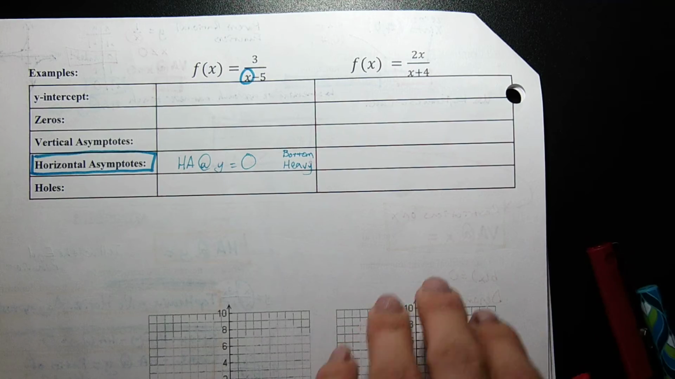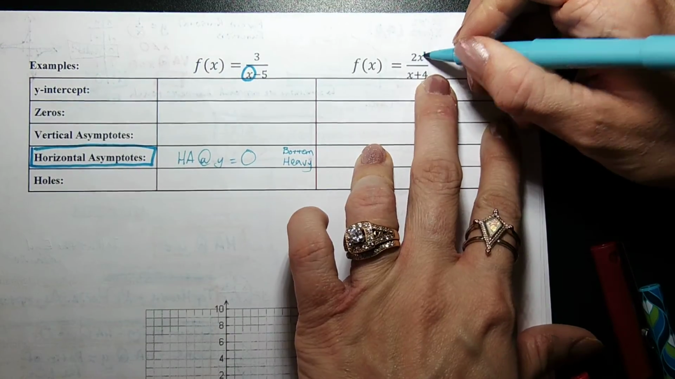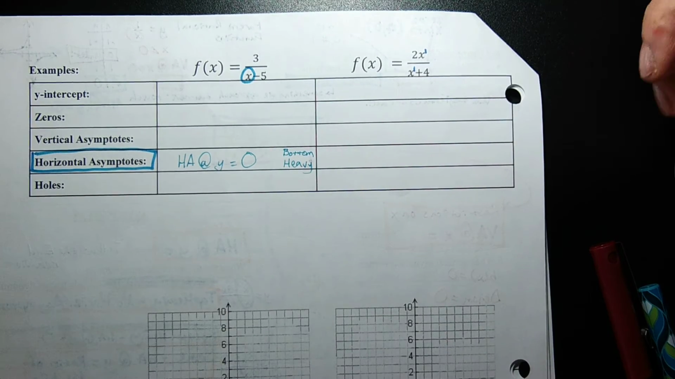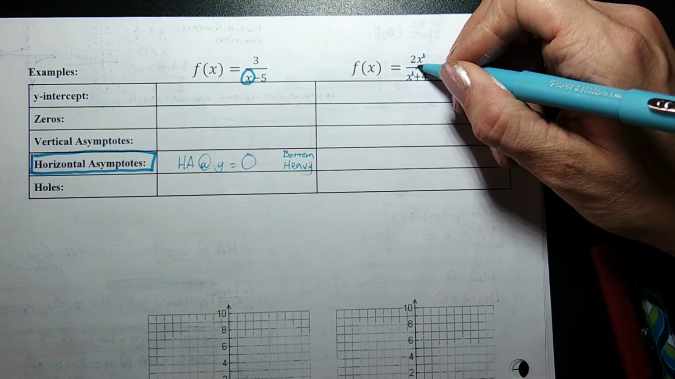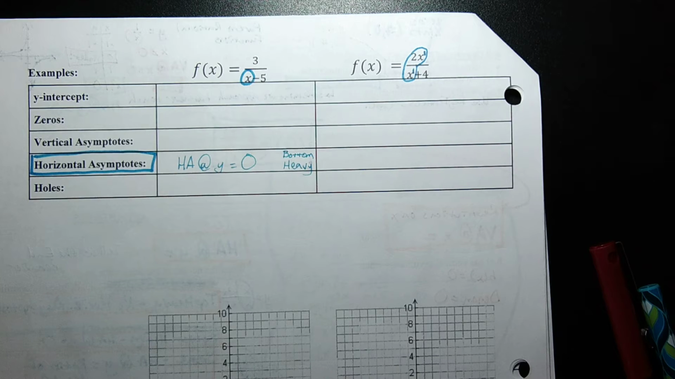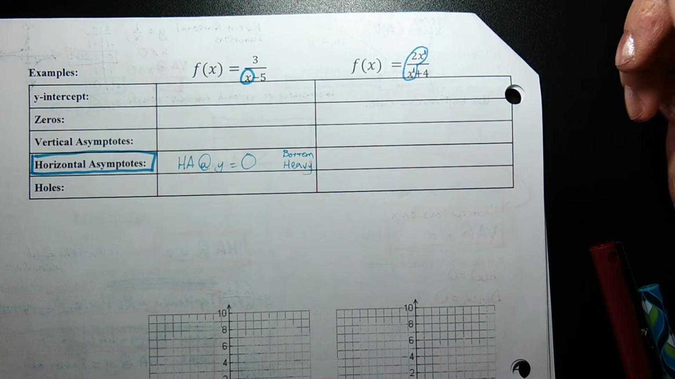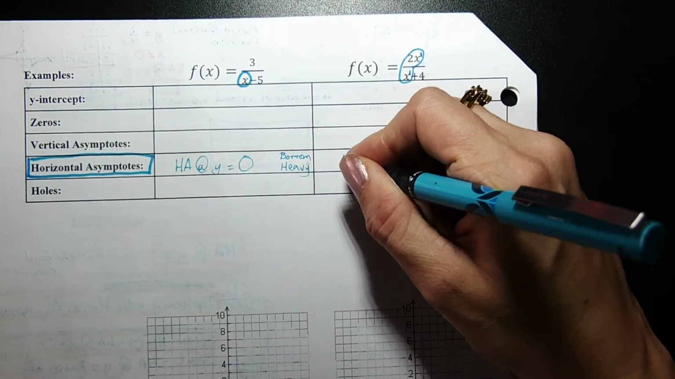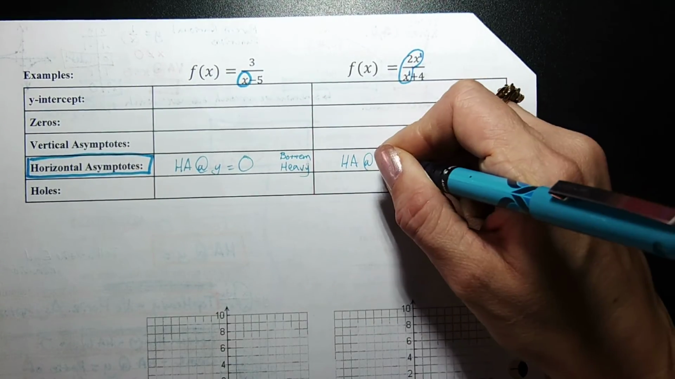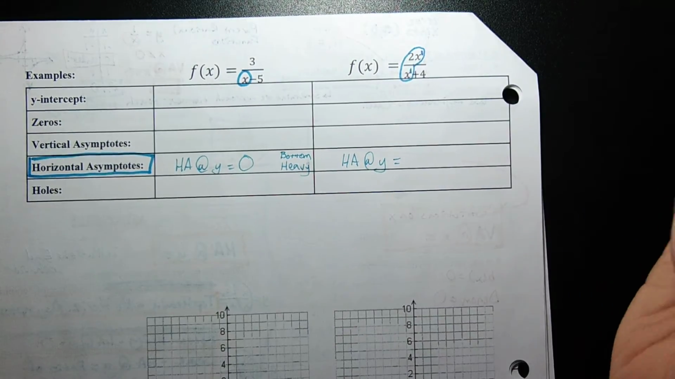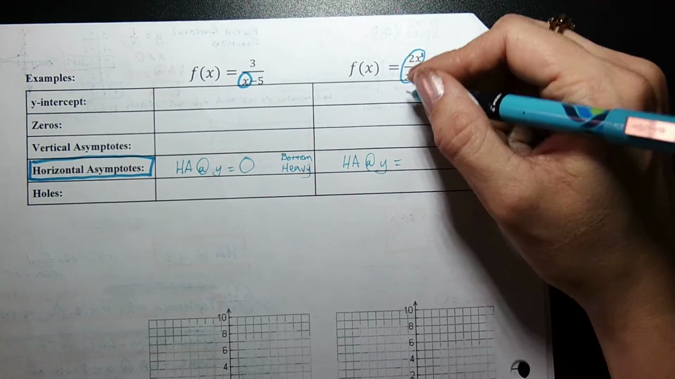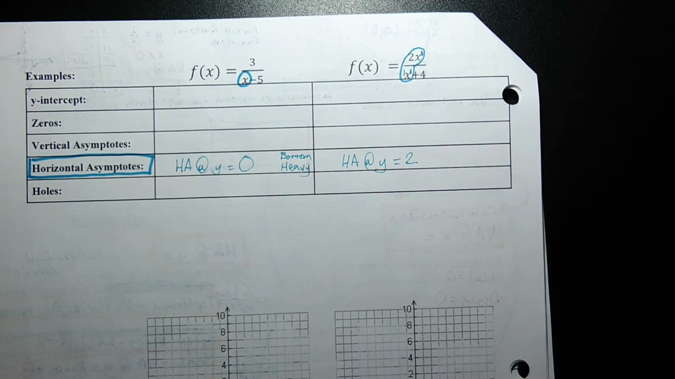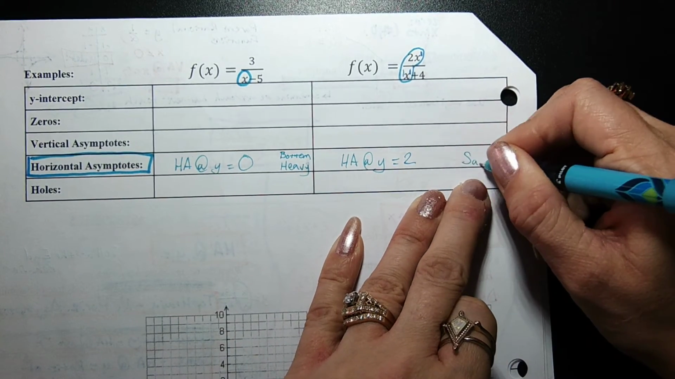Comparing the degrees or our variable powers, we've got x to the first on the top, and we've got x to the first on the bottom. So is this top heavy, bottom heavy, or same? Same. So then our horizontal asymptote will be at the ratio of our leading coefficients. So horizontal asymptote at y equals what? 2 over 1, which is 2. So this was same.